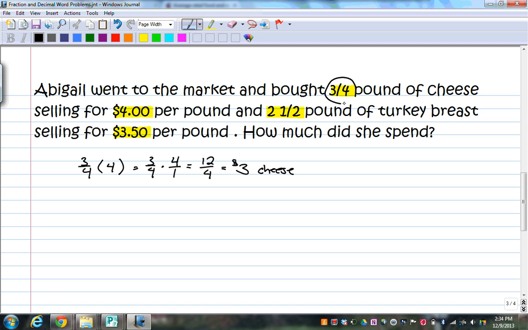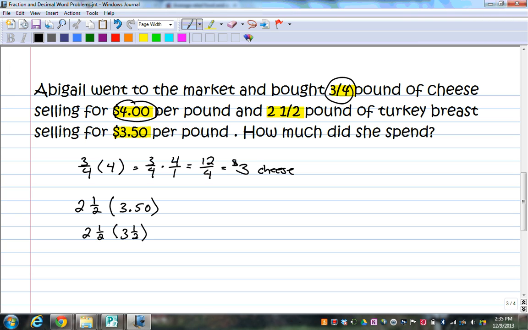Again, I took the 3/4 times the cost per pound. So I'm going to do the same thing then with the turkey. I have 2.5 pounds of turkey, and it's $3.50 a pound. Well, now, here I am again. I have a fraction and a decimal. So what I'm going to do is make them both fractions. I like doing the math with the fractions here a little bit better. That's just a preference. So you could do decimals if you wanted to. So this would be 2 1/2 times 3 1/2, because that's 3 1/2, which is the same thing as 3.5.